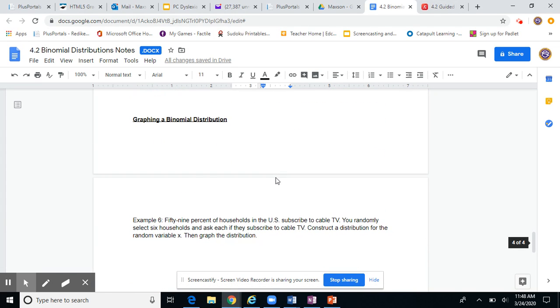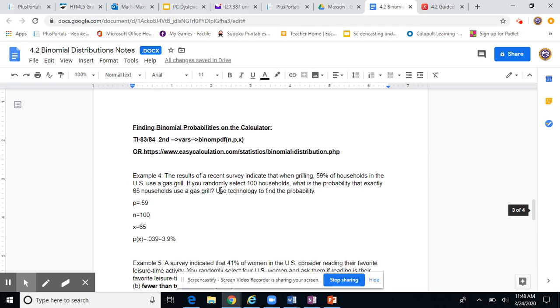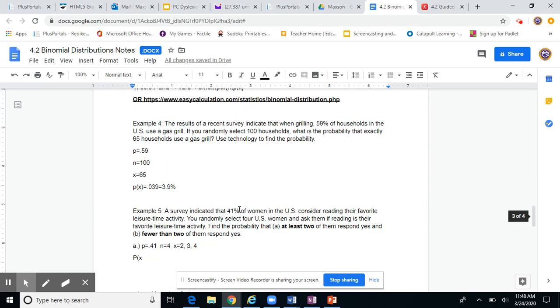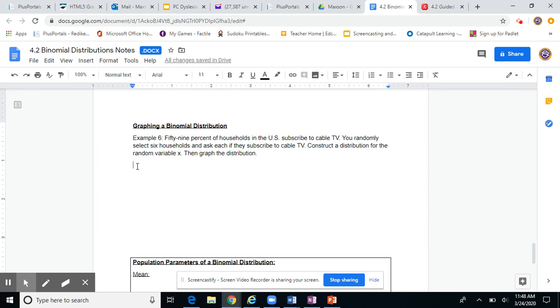Okay, so moving along. What about the graph of a binomial distribution? We can graph just like what we found up here. First, you need to create a distribution, and then you can draw it in a graph form rather than a table. So it says example 6, 59% of households in the US subscribe to cable TV. So we know that this percent is going to be used for something. You randomly select 6 households and ask each if they subscribe to cable TV. So subscribing to cable TV, that is our success. Construct a distribution for the random variable x, then graph the distribution.